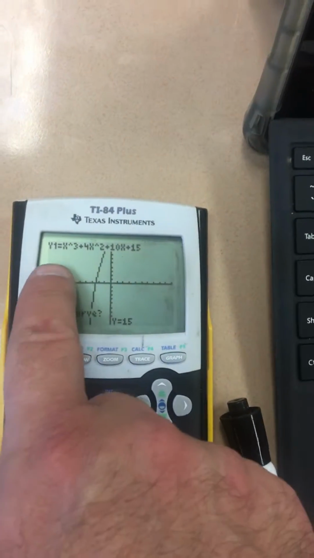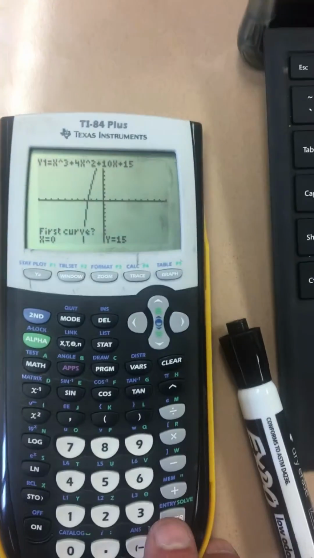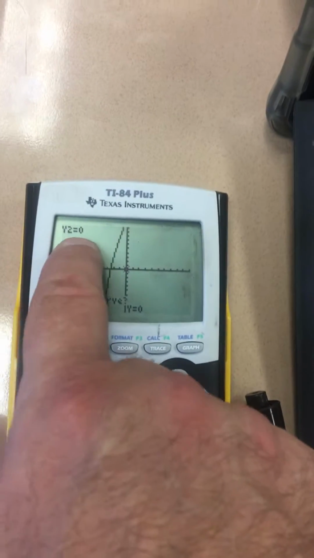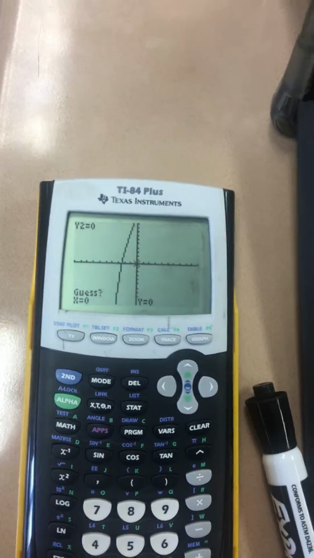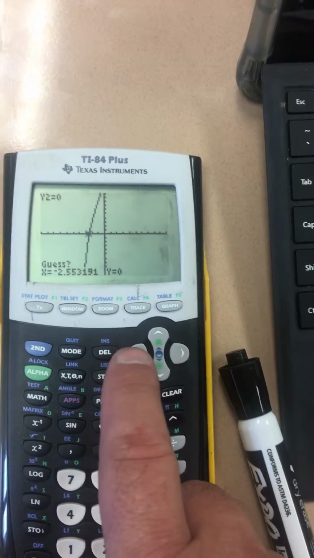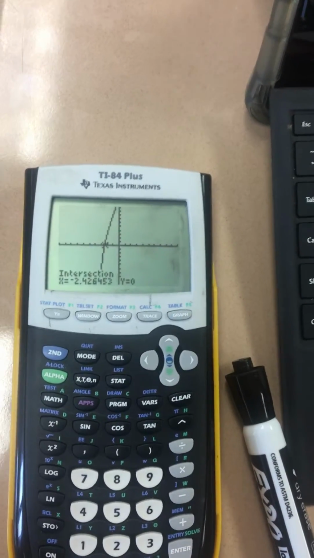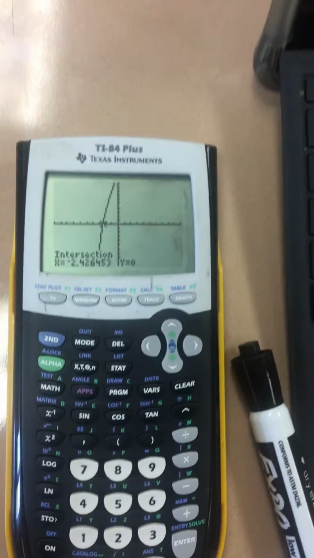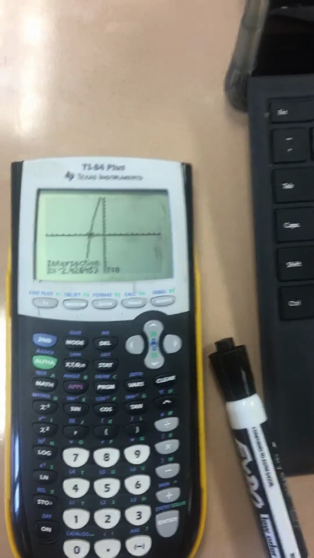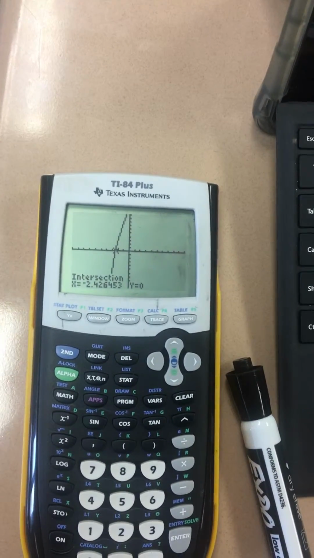The first curve, the x cubed plus 4x squared plus 10x plus 15. I'm going to hit enter. The second one, y2 equals 0. I'm going to hit enter. And then I have to do my guess. Remember, you've got to toggle left and right to get there. The up-down won't work. Put it as close as I can on that. I'm going to hit enter, and my answer is negative 2.42. So even though this was to the third power, it only intersects with y equals 0 in one place.